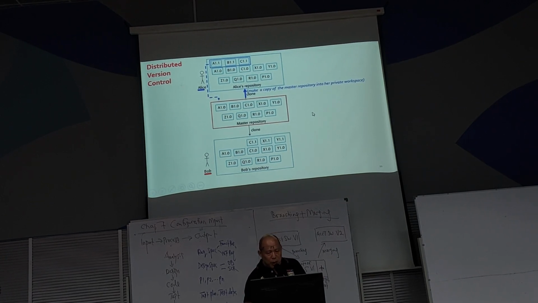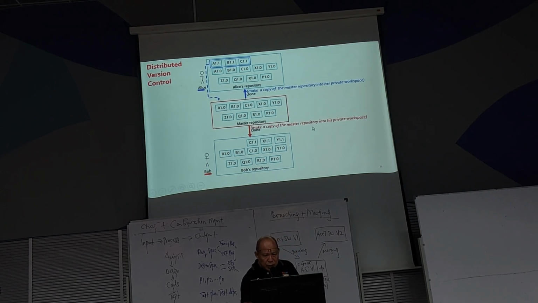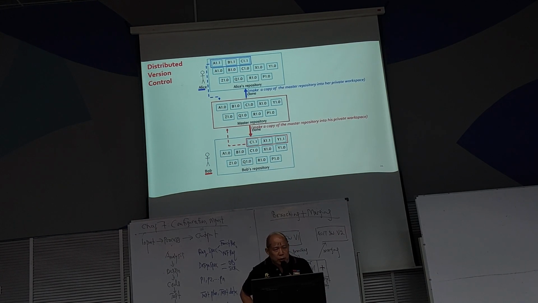Bob is also the same. If Bob is assigned to make changes, Bob will make a copy of the master repository into his private workspace, make the changes, and then when done, check in. So this is the distributed version control system.